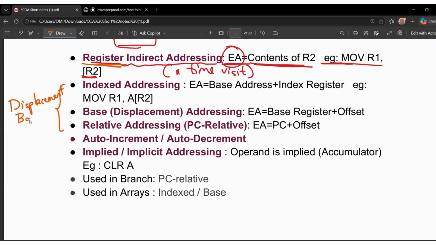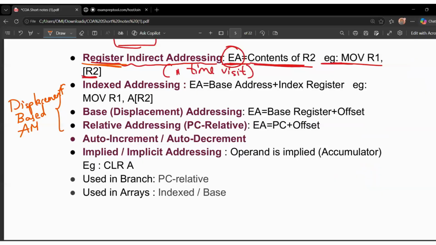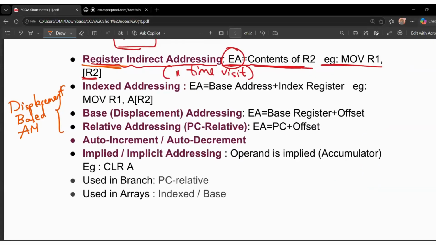Displacement based addressing modes. How many of you recall this? We have seen three types of displacement based addressing modes, based on the type of register. There are three types. See, in the index addressing, effective address will be base address plus index register.